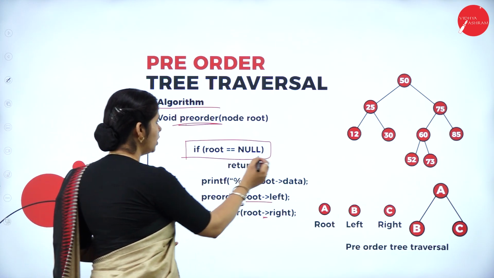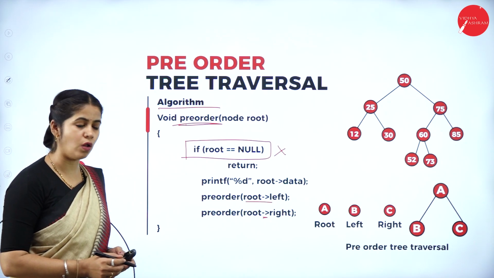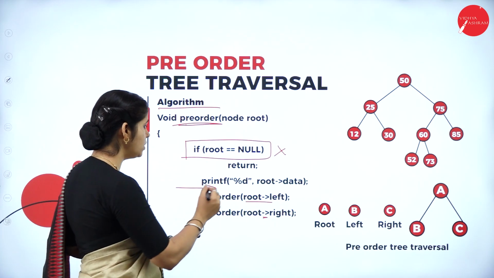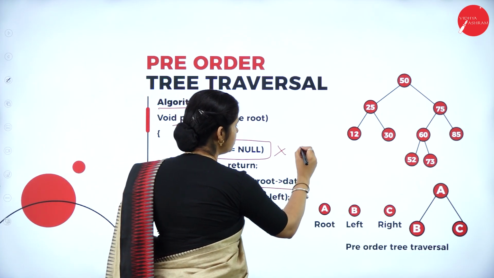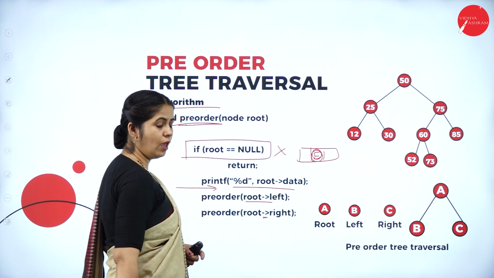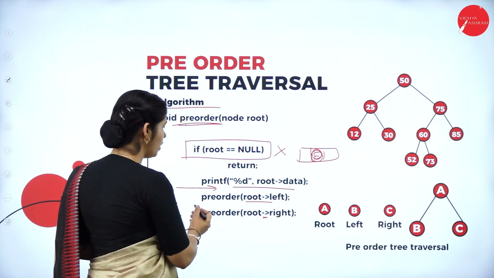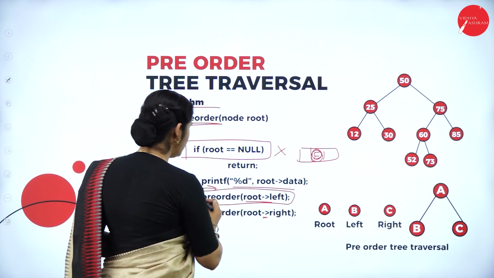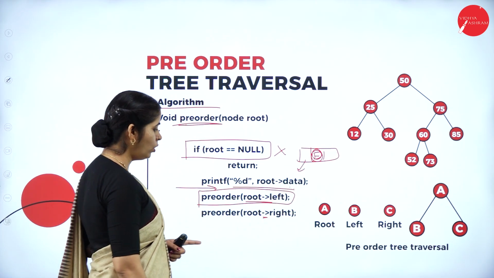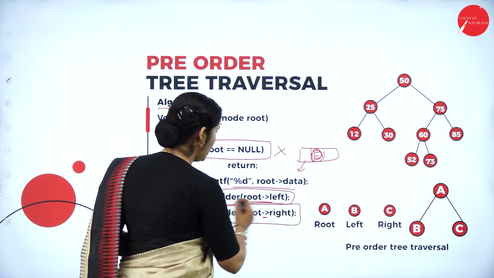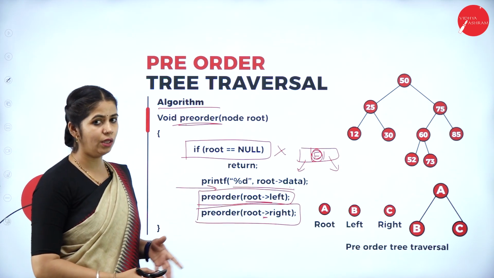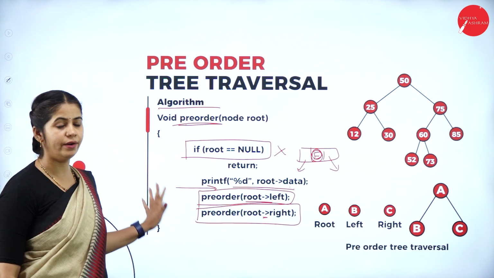If this condition is false, what do we have to do for the pre-order? What is the sequence for the pre-order? Root has to come first. We have to fetch the data, what is there in that data field. After fetching the data, what do I have to check? I have to check pre-order of root's left, what is there at the left child, and then what is there at the right child. This is the algorithm for the pre-order tree traversal.